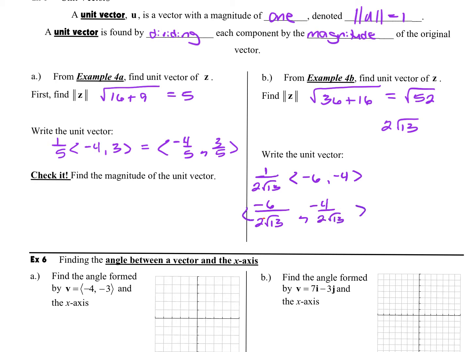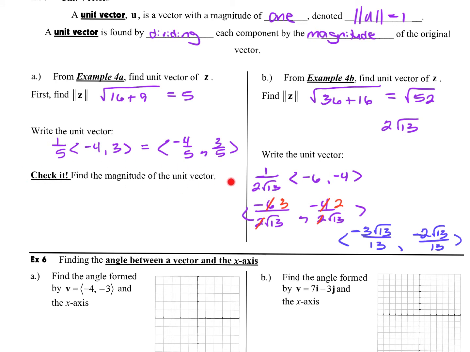And we can see that things are going to reduce quite nicely here. We would even probably want to rationalize these. So if we wrote this in our final rationalized form, our unit vector would be -3 radical 13 over 13 and -2 radical 13 over 13. That would be our unit vector, completely distributed, reduced, and rationalized.